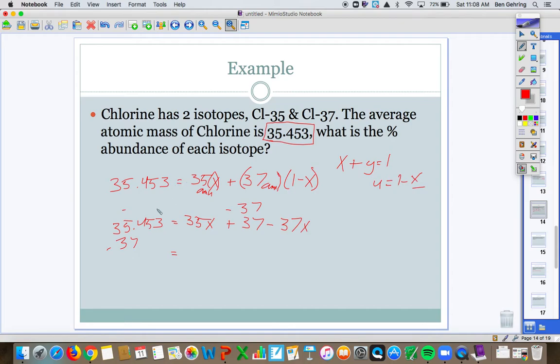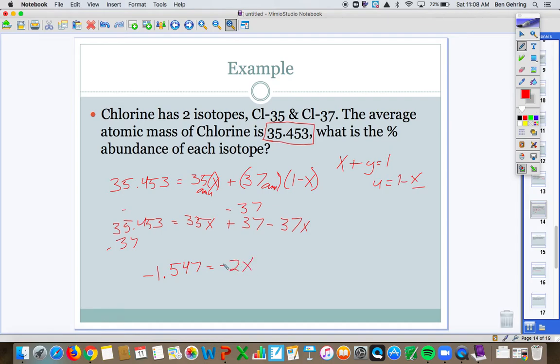I should get a negative. I'm going to erase that equal sign. Because 37 is bigger than 35.453, I'm going to get a negative 1.547 equals, and 35x minus 37x is negative 2x.